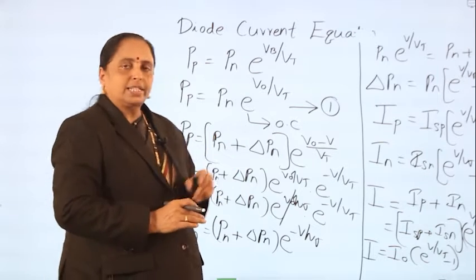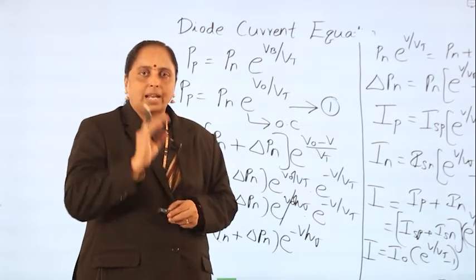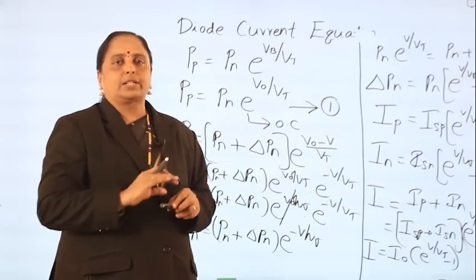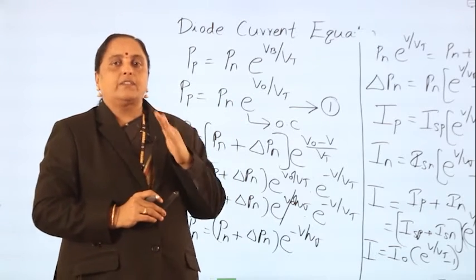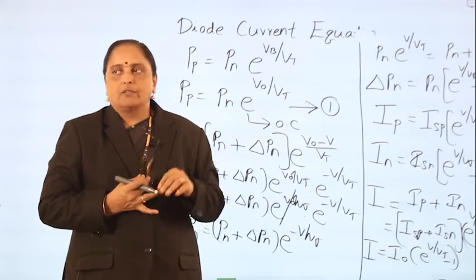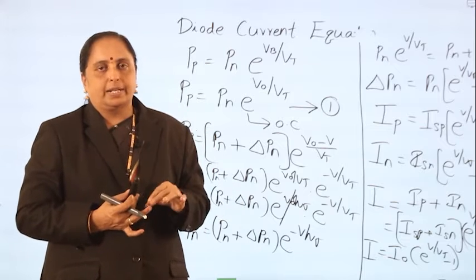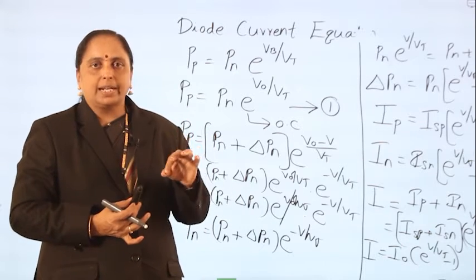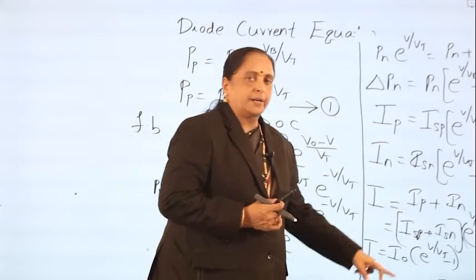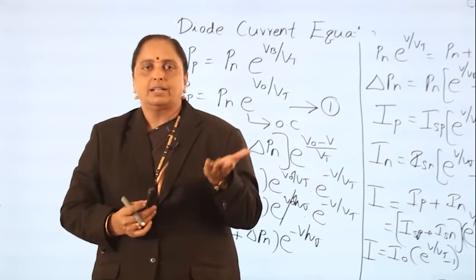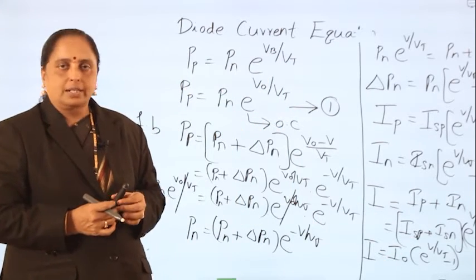So by using this equation, you can calculate how much current is flowing through the diode for different forward voltages. Without conducting any experiment in the lab, if you know the forward voltage, you can substitute it here and easily calculate the current passing through the diode.